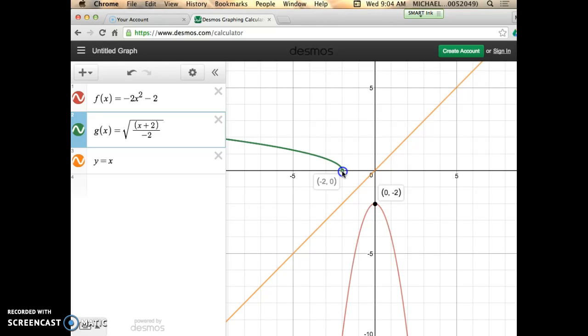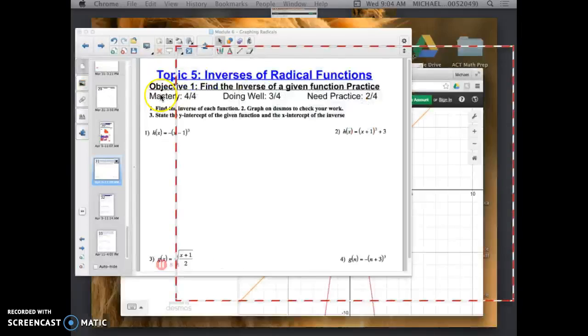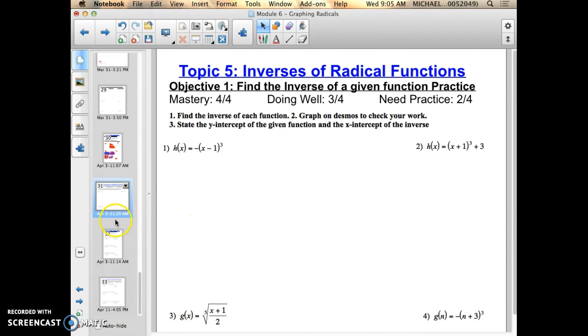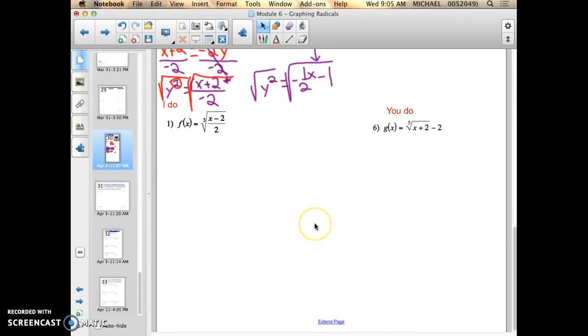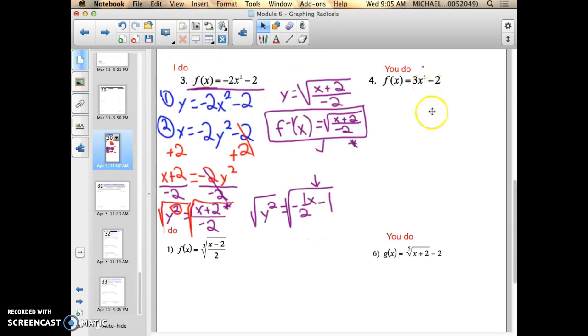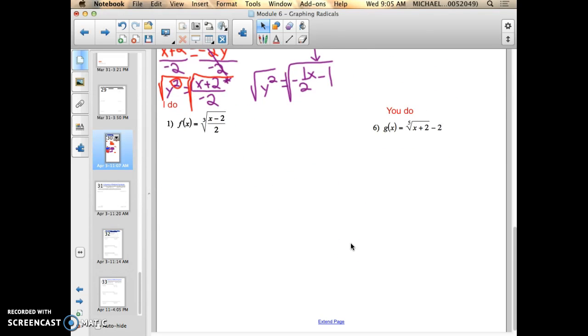You see the x and y values switch, but also the y-intercept of the given function becomes the x-intercept of the inverse function. That is another special relationship that exists between functions and their inverses. And vice versa, it might happen the other way, where the x-intercept becomes the y-intercept. At this point, I would be done with the entire process that I want you to do for your homework. So I'm going to go back and do one more example just to show you the algebra. I won't graph this one. And then I'm going to ask that you do both number 4 and number 6 on your own.